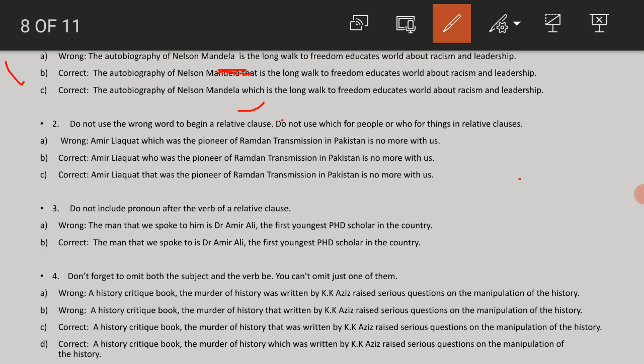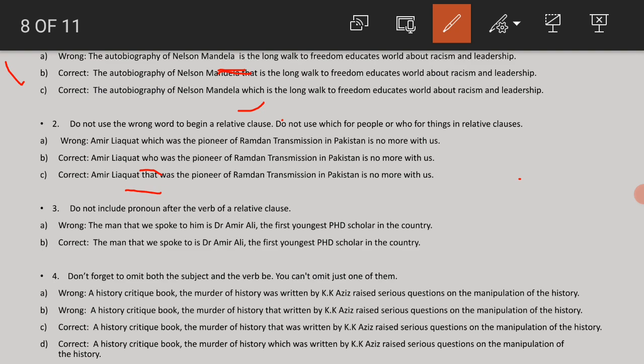The second mistake is that they begin relative clause with the wrong word. For instance, they confuse which for people and who for things. You cannot interchange which and who. As you can see in the example, Amir Liaquat, which was the pioneer of Ramzan transmission in Pakistan, is no more with us. May Allah rest his soul in peace. In order to make this sentence grammatically correct, we have to change which into who, and we can even replace which by that, because we know that we can use who and that for people.